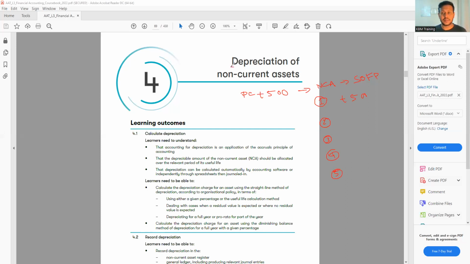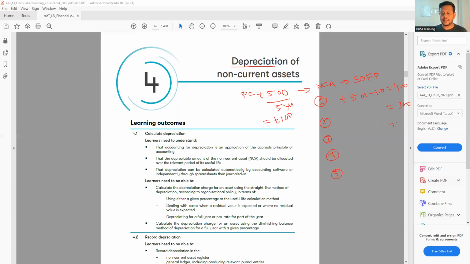We call it depreciation. For example, because it is 500, and I said I'm going to use it 5 years, if I divide 500 by 5 years, that means every year the value will go down by 100. That means at the end of year number 1, the value will be 400 remaining for this computer. At the end of year number 2, it will be 300 remaining.